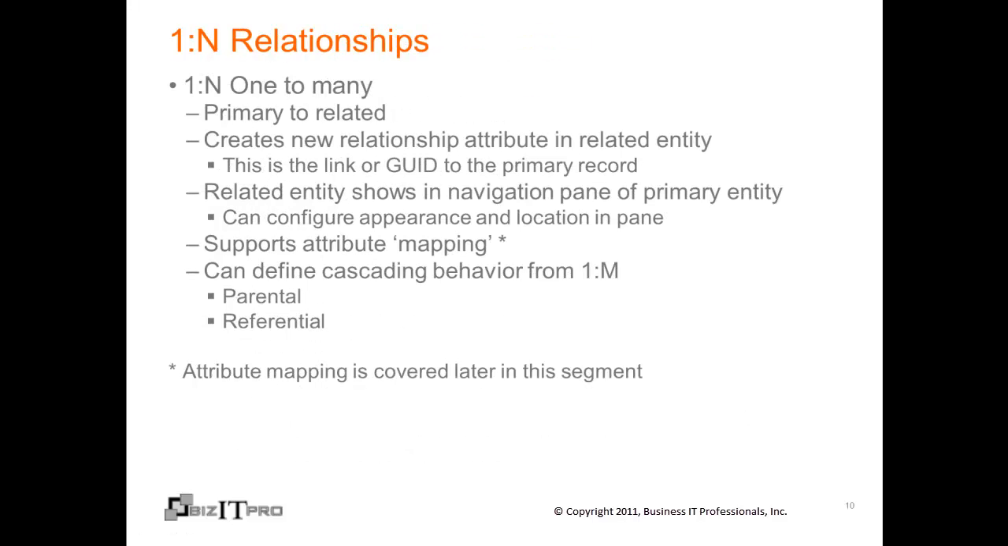So let's take some time to discuss the one-to-N or one-to-many relationships, one of the three different relationships directly supported by CRM 2011. This is a relationship between a primary entity to a related entity. The relationship creates a new relationship attribute in the related entity, and this is the link or foreign key to the primary record. The related entity shows up in the navigation pane of the primary entity, and you can configure appearance and location in the pane. One-to-N relationships support attribute mapping, which we'll cover later in this segment. And we can also define cascading behavior from the one to the many, depending upon whether we have a parental or referential relationship defined.